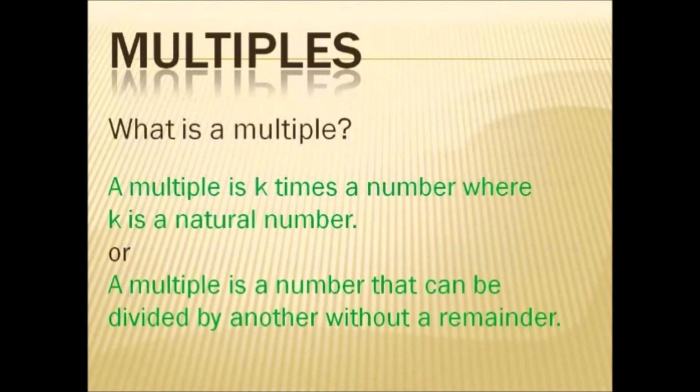First of all, we need to know what multiples are. What is a multiple? A multiple is k times a number, where k is a natural number, or a multiple is a number that can be divided by another without a remainder, or the remainder is equal to 0. So both of those definitions would suffice for what is a multiple. So once we know that, then we can look at solving the word problem we had earlier.